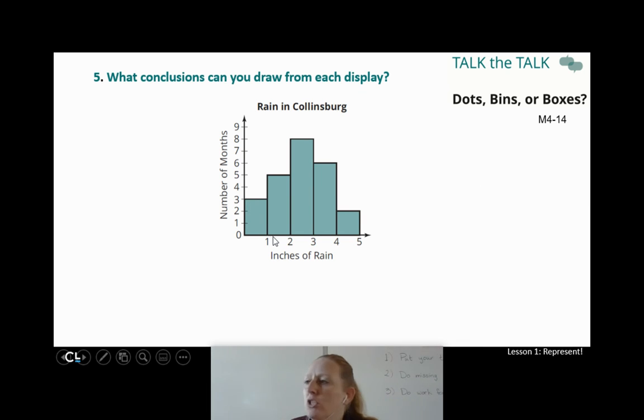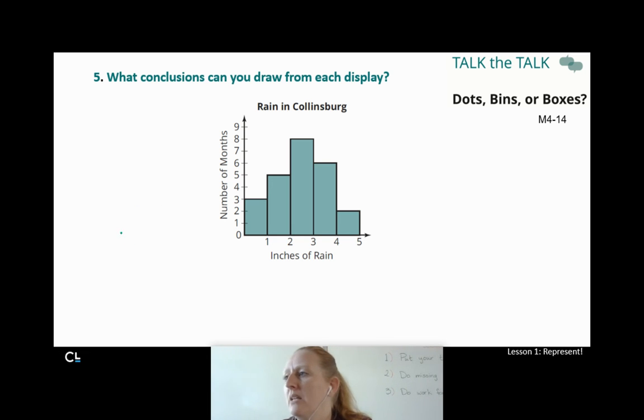Well, first of all, it's a histogram, and it looks like it represents the inches of rain in the number of months. So 3 months got 0 to 1 inches of rain, 5 months got 1 to 2 inches of rain, 8 months got 2 to 3 inches of rain, 6 months got 3 to 4 inches of rain, and then 2 months got 4 to 5 inches of rain.